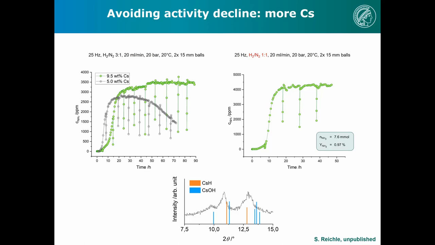We said, well, let's just add more cesium. So this was the previous experiment, 5% of cesium, and we doubled the cesium amount, and you see this is now active over about 100 hours, 2, 3, 4, 5, 6, 7, 8 days running with the night shutdown. And you see, this is the X-ray pattern after the reaction. We see indeed some of the cesium is in hydroxide, and the rest of it is in hydroxide.